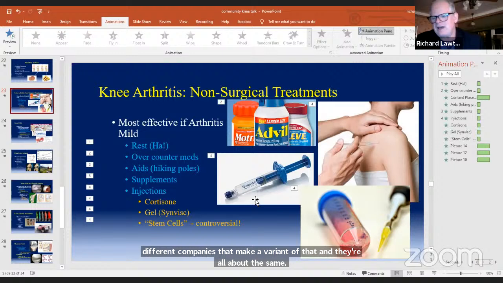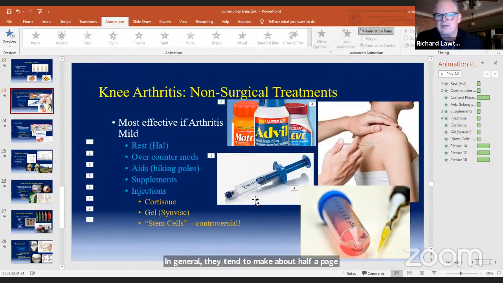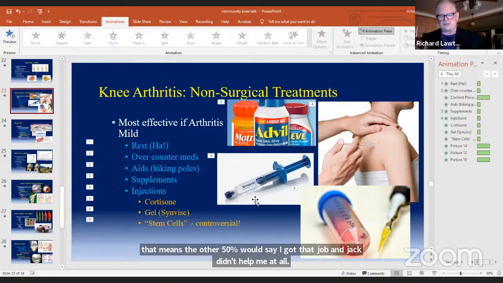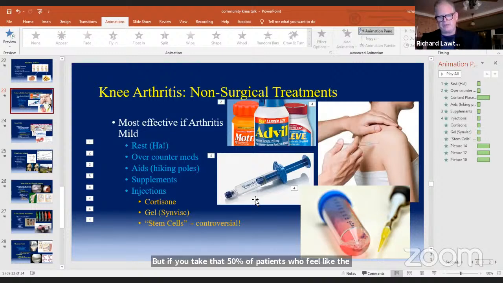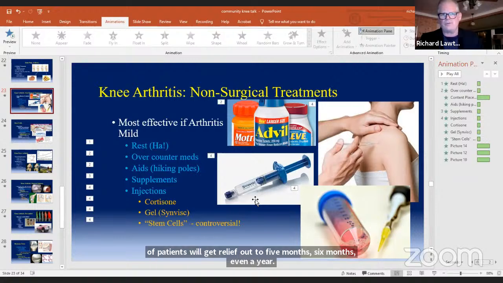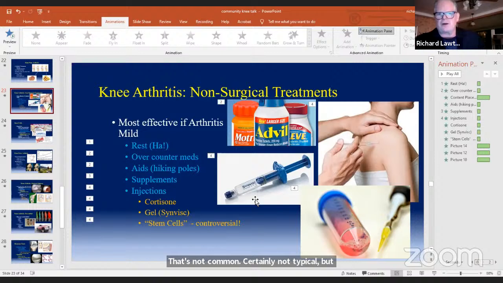They tend to make about half of patients who have knee arthritis feel better who get the injection. If you had 100 patients with knee arthritis who got that injection today, about 50% of them would say it helped them. That means the other 50% would say, I got that gel injection, didn't help me at all. But if you take that 50% of patients who feel like the injection helped them, a significant percentage of patients will get relief out to 5 months, 6 months, even a year. That's not common, it's certainly not typical, but that bell-shaped curve extends pretty far out in a lucky group of patients. The younger the patient and the less severe the arthritis seem to be somewhat predictive of patients who are going to experience more durable relief.